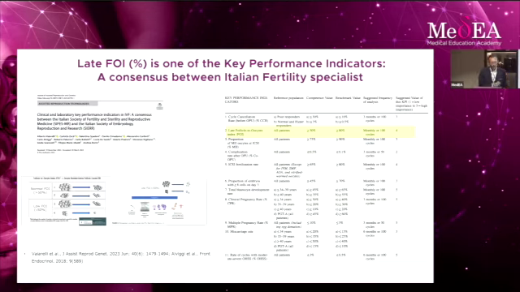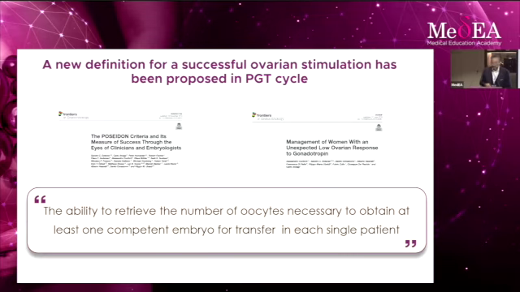And Carlo gave a very good explanation regarding the importance of the FOI index, because this is the only way to assess the quality of my stimulation: try to correlate the antral follicle count with the number of eggs at the end of the stimulation. But I think one of the most important definitions, thanks to the Poseidon group, was to try to tailor the number of oocytes that we need according with the patient that you have in front of you.